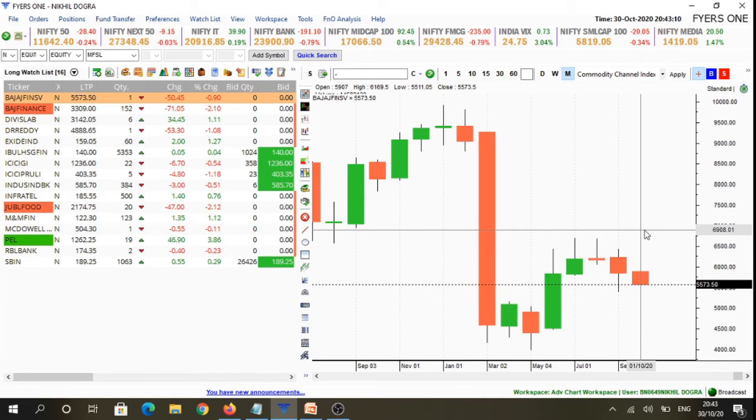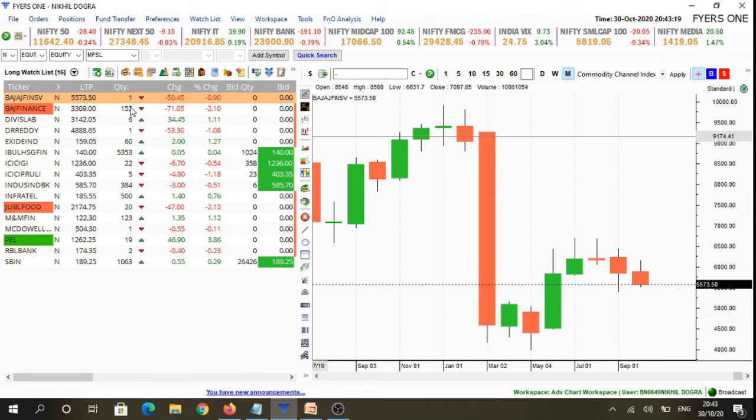And if we trade above 6170 levels, we would look for buying opportunities from a positional perspective in Bajaj Finserv.